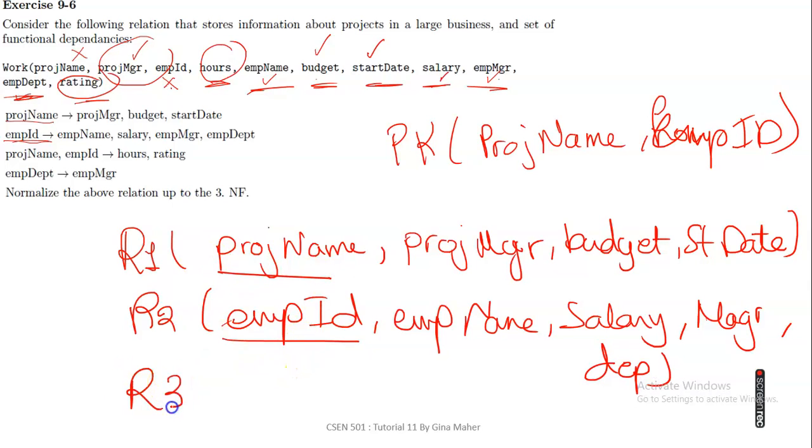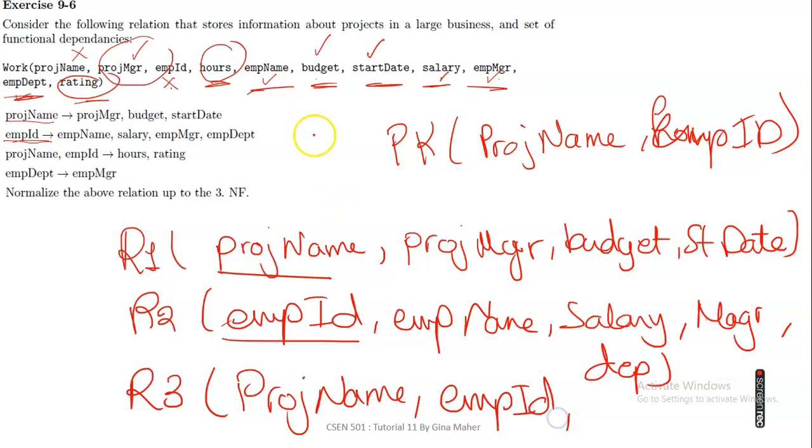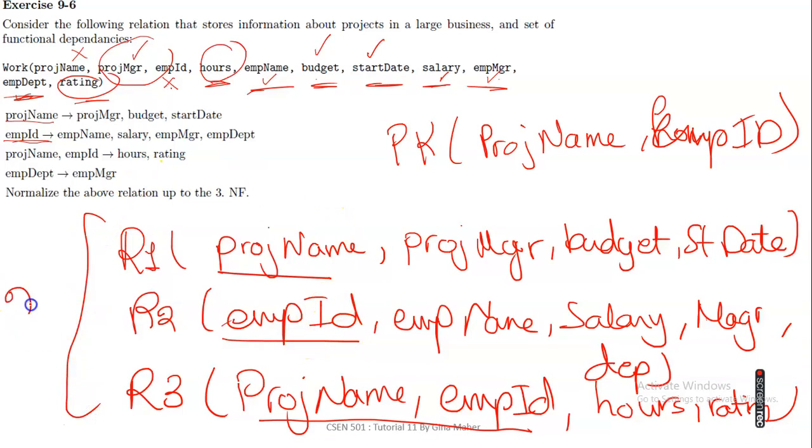And then we will have a relation with the primary key of the original one, which is the project name, and the employee ID with the remaining attributes, which are hours and rate. Now these are the new relations. These are in the second normal form. Let's check whether these relations are in the third or not.